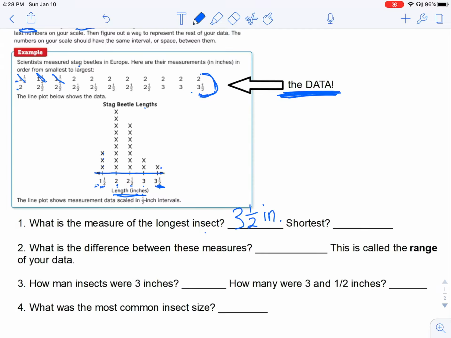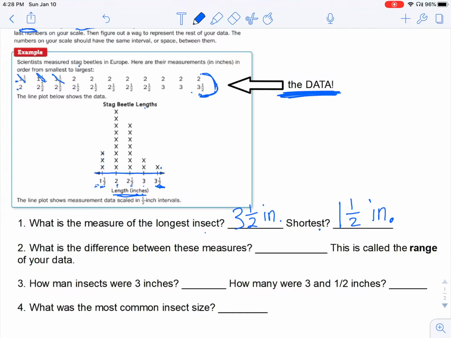Okay, now you fill out the shortest. Don't forget your units. Shortest was 1.5 inches. There happen to be 3 of those. So the lowest number in our data is called the minimum. Point to the floor and say it, minimum.